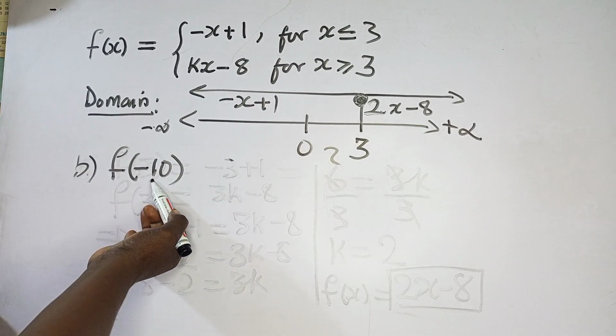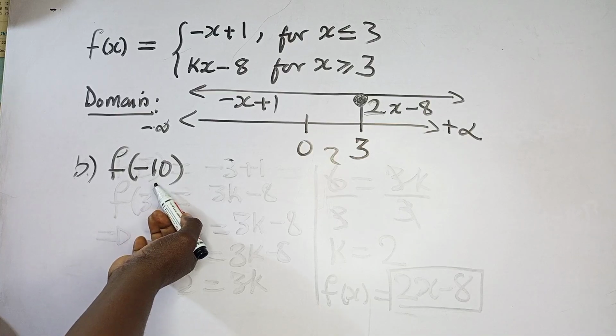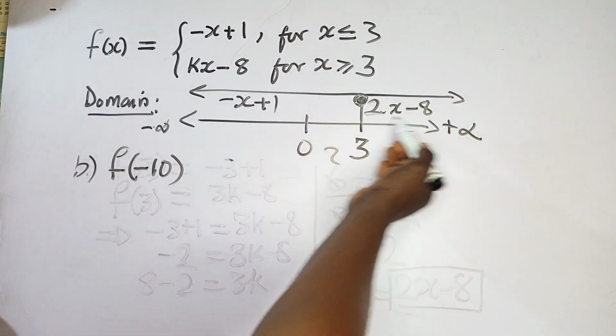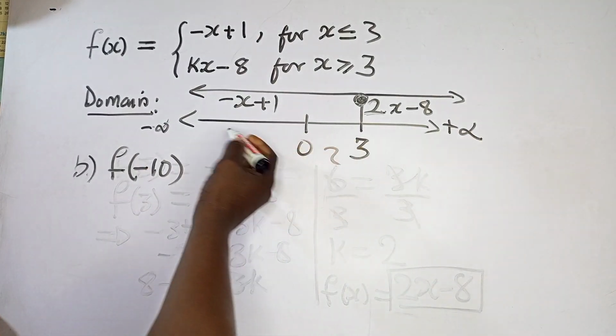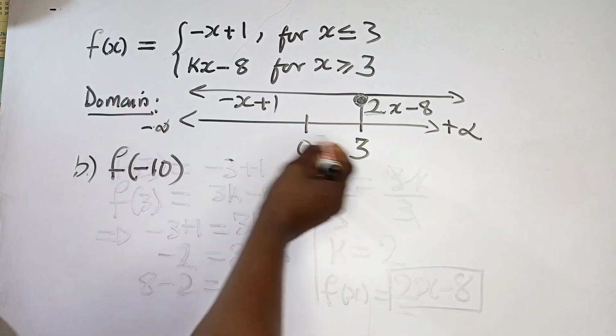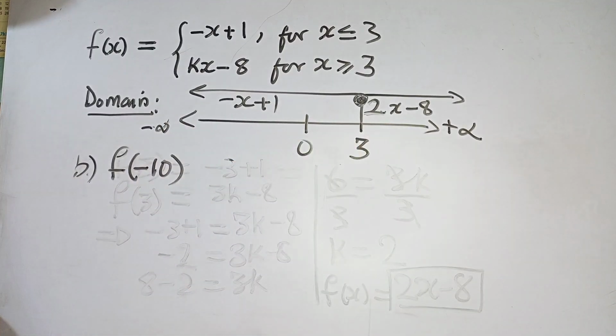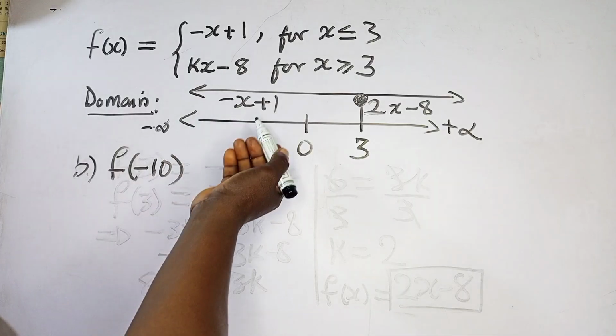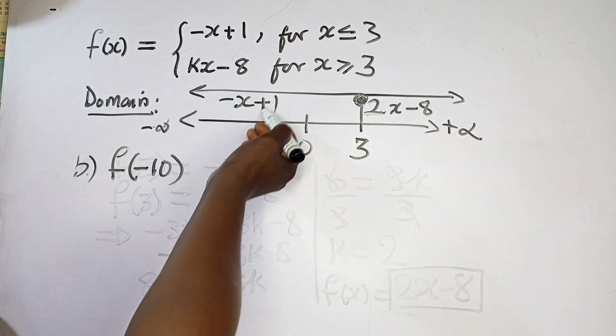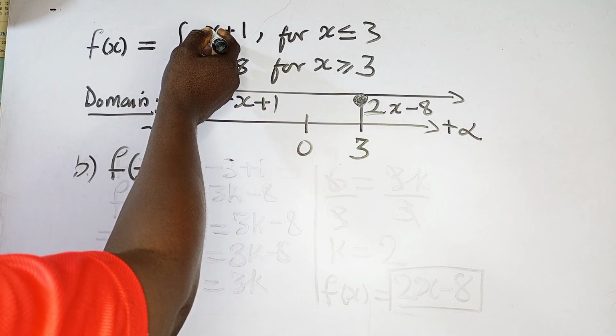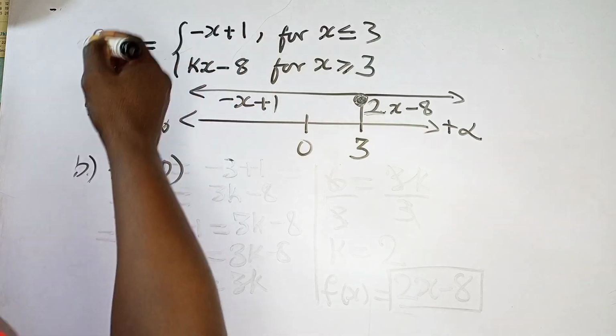Now we look, the value of x here is negative 10. So where do we have negative 10 if we look at the domain of our function? Negative 10 is to the left of this 3. So negative 10 is this way. What definition are we going to use? Definitely this is the definition. So for negative 10 we'll use this definition for our function.